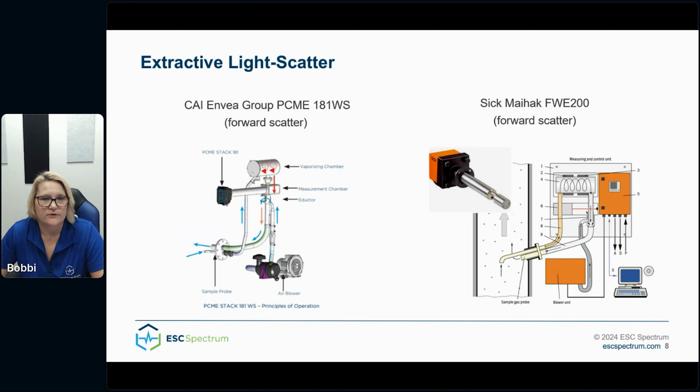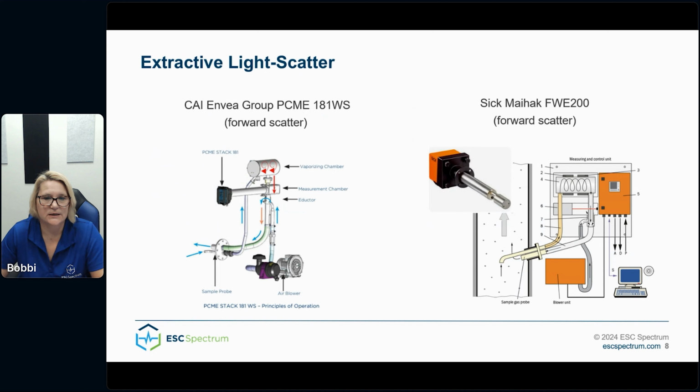And here is a visualization of the PCME 181 wet stack and the SICK FWE 200. You'll notice that the layouts and footprints of the monitors are very similar. In both cases, the sample is extracted via nozzle at the end of the probe, heated above the dew point to remove the water droplets, and brought across the light scattering measurement device, then exhausted back to the stack. It's important to note that the probes used in both applications are the respective dry stack monitors, so the Stack 181 and the Dust Hunter SP 100.